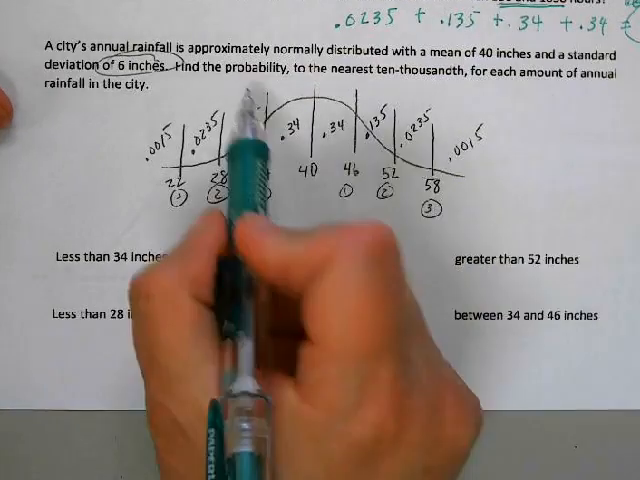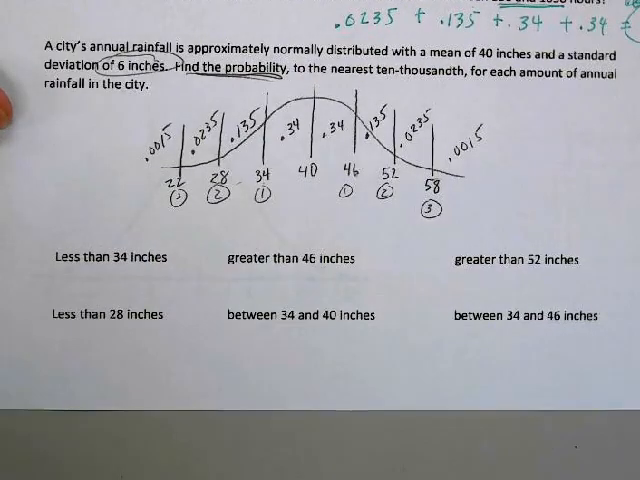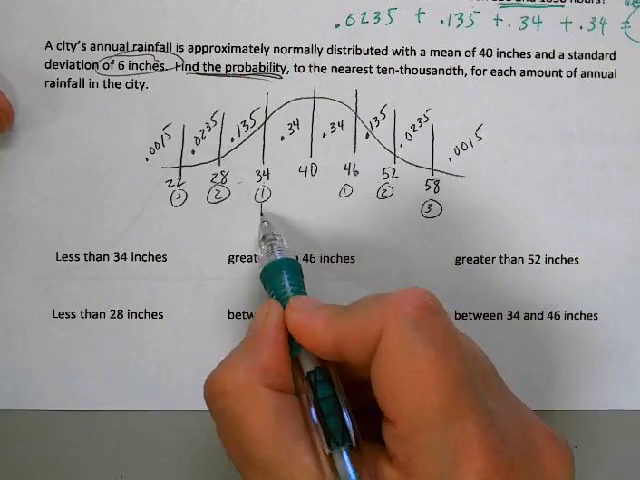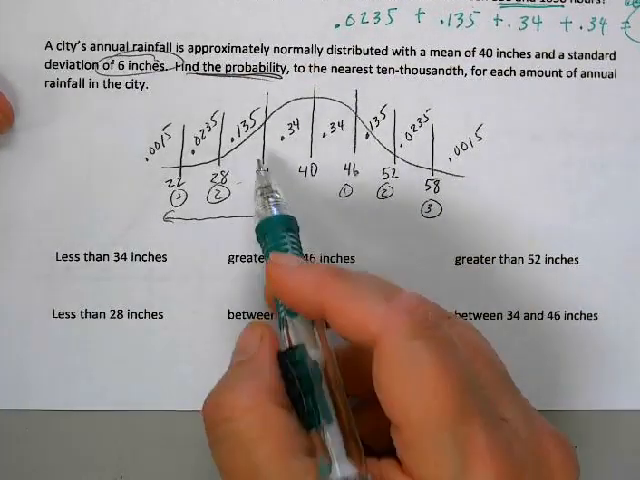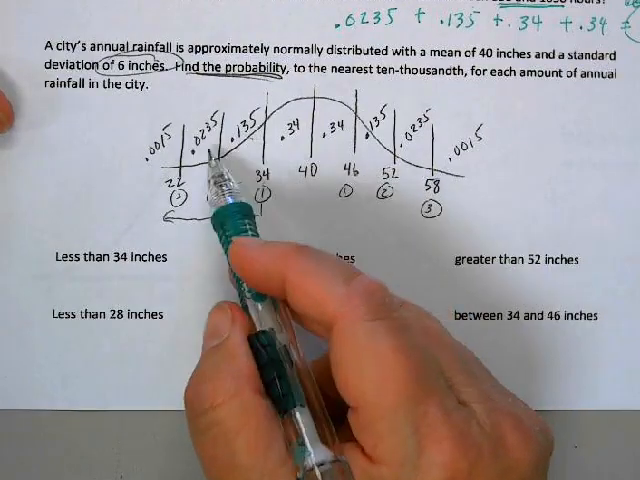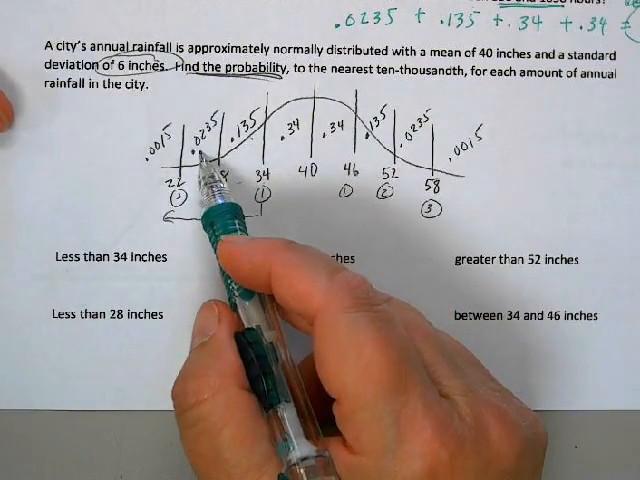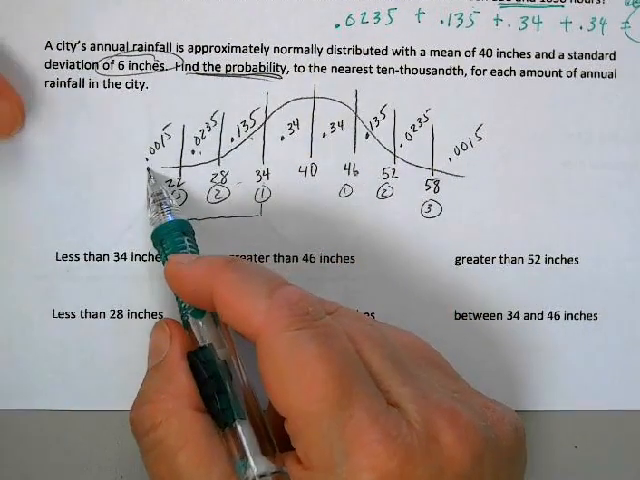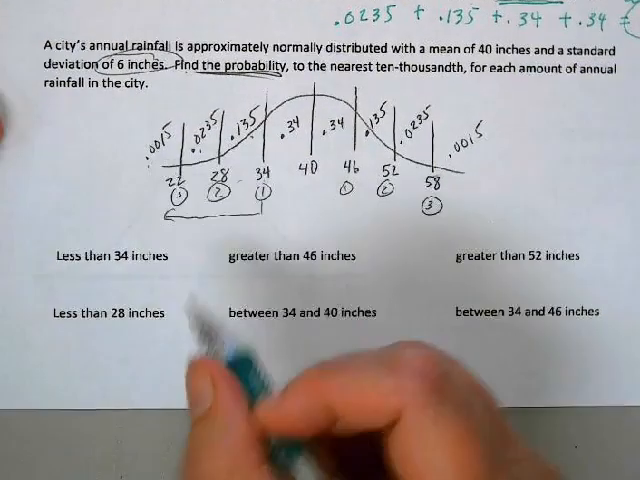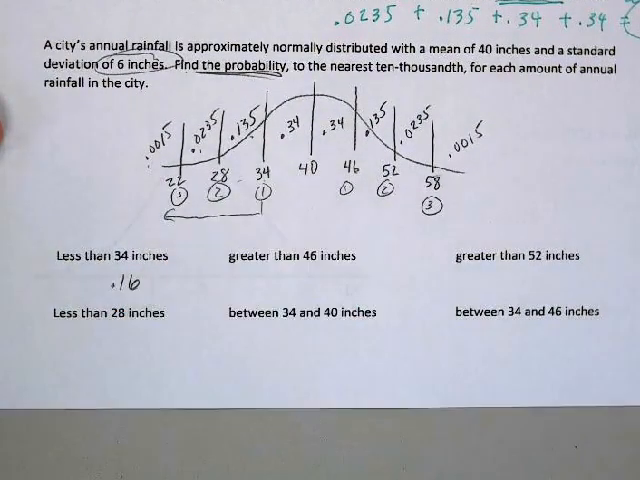What are we trying to do here? Probability. So our answer is going to be a decimal. Find the probability that it's less than 34. So that would be all of these. So 0.135 plus 0.0235 plus 0.0015, and that would be 0.16. So that's not very likely.